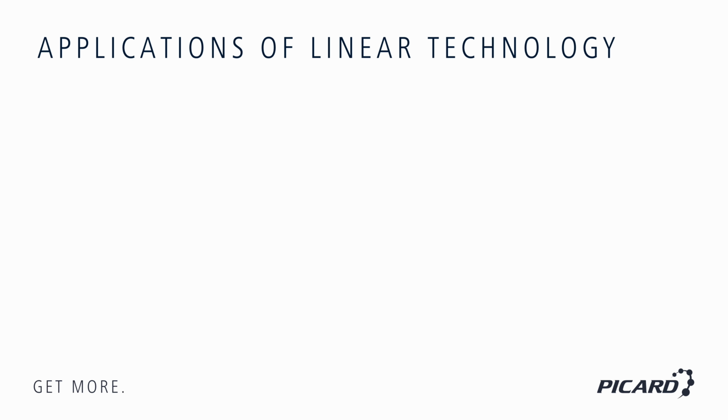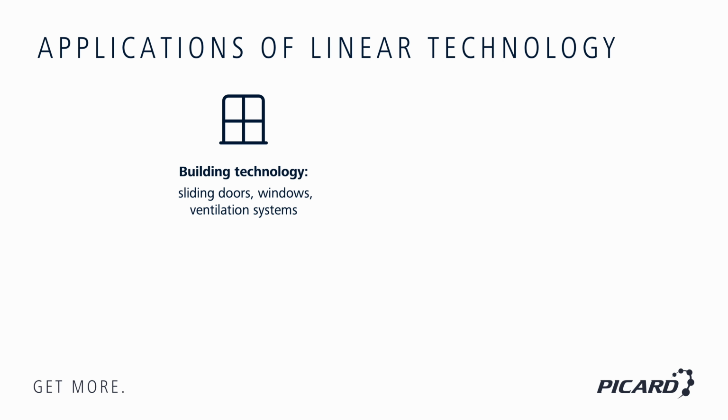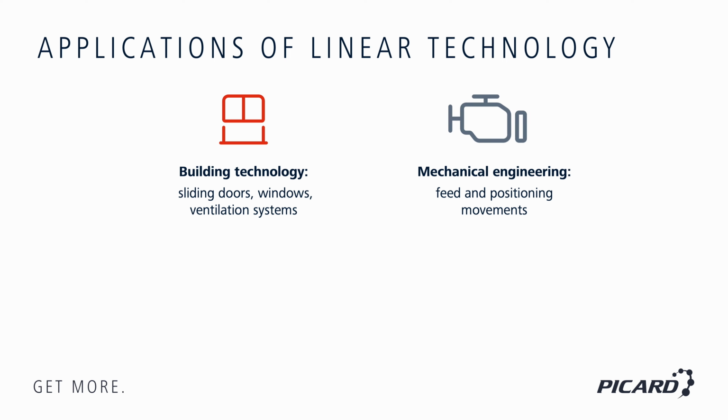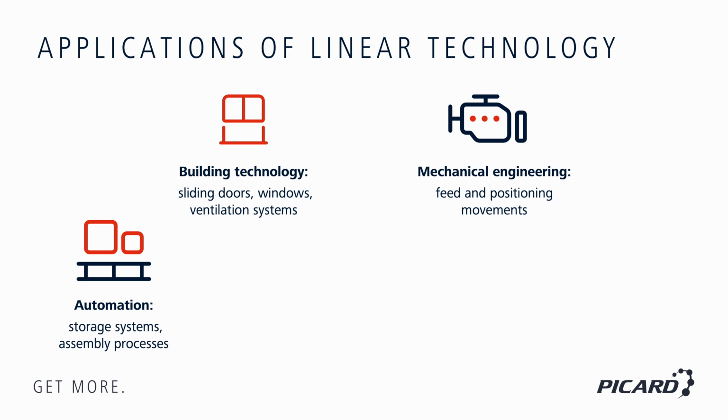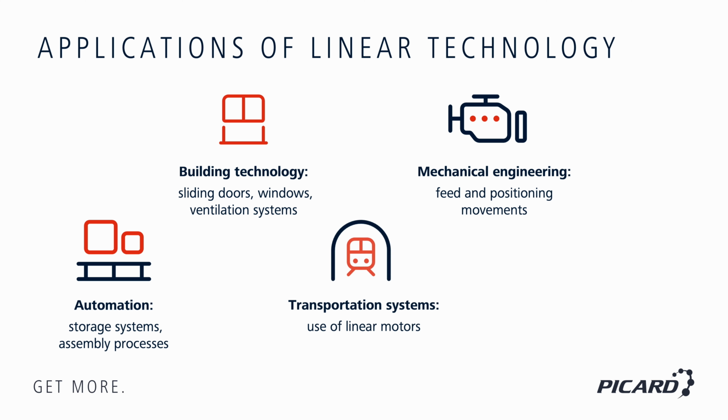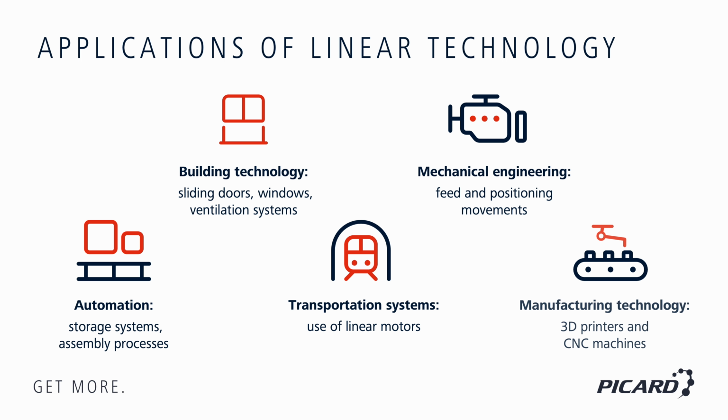Linear technology is used in a wide variety of fields. In building technology, for example, it enables the operation of sliding doors, windows, or ventilation flaps. In mechanical engineering, it ensures precise feed and positioning movements. Today, it's also indispensable in automated storage systems and assembly systems. Additionally, linear motors are used in transportation systems like high-speed trains or modern subway systems, as well as in 3D printers and CNC machines.